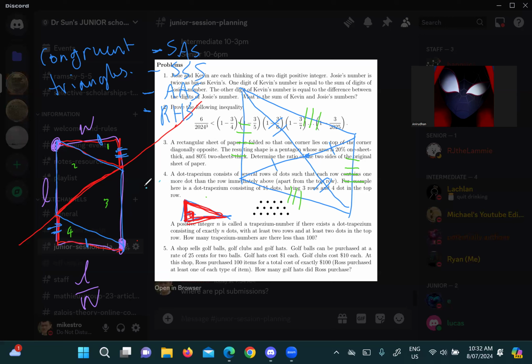So if two and three are equilateral, then we have a rhombus on our hands, right? Do you know what a rhombus is? It's kind of like a diamond. So it's a parallelogram, but all four sides are equal, you know?